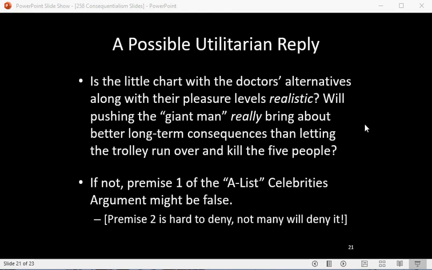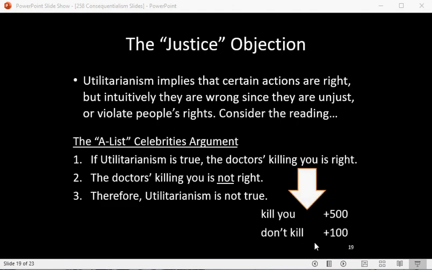Okay, so if the consequences of killing you for the doctor's case are not really going to be that much better, or better, if we can't be sure, than letting you die, then premise 1 of the A-list celebrities argument might be false. The utilitarian objection here is that there are so many other confounding factors, like the doctors might get caught or experience severe regret, and so on, that we shouldn't think it's going to be much better if they kill you. On the other hand, utilitarianism is supposed to be a theory that applies to any conceivable action, and it does seem we could imagine cases where the numbers might come out as they are described here.